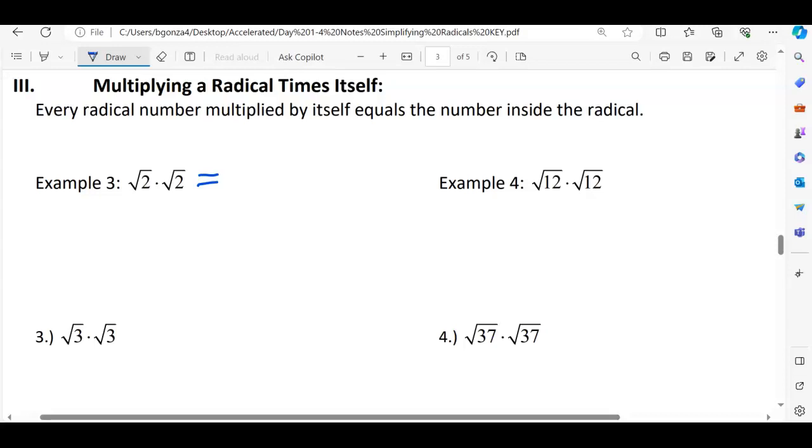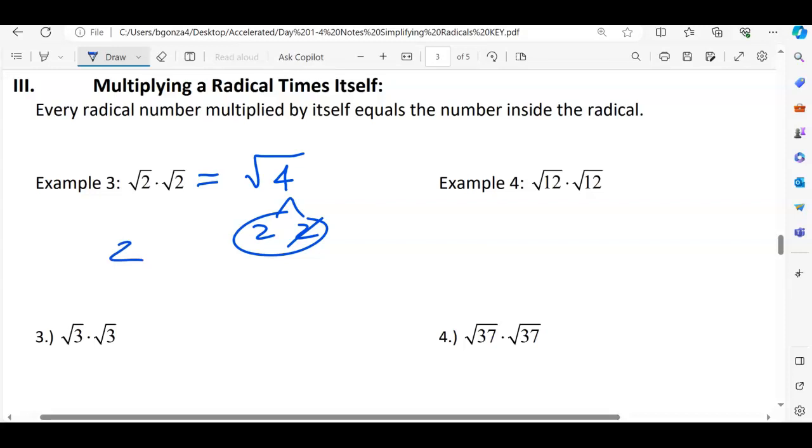Anybody, what's the square root of 2 times the square root of 2? Square root of 4, right? So square root of 2, a square root times a square root, like inside times inside, is square root of 4. What is the square root of 4? 2, right? It's just a pair of 2's. So my answer is 2.